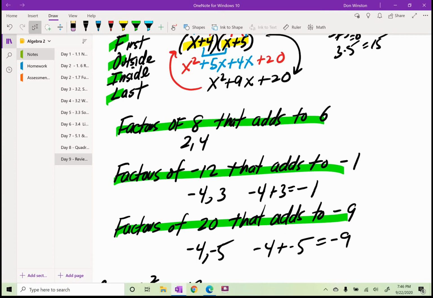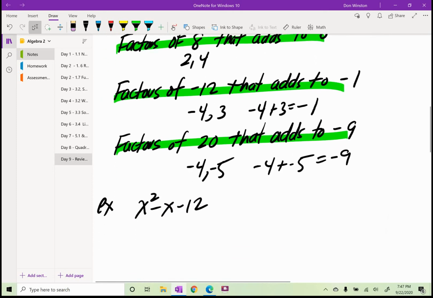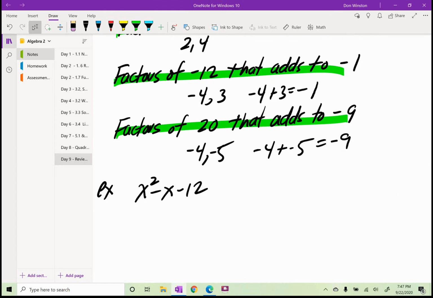Okay, so to factor, and factor very well, there's just no way around it. You have to be very good with your multiplication facts, and then you have to remember the FOIL method. So let's look at some examples here. What happens if I said, find two binomials that, when multiplied, give you x squared minus x minus 12?